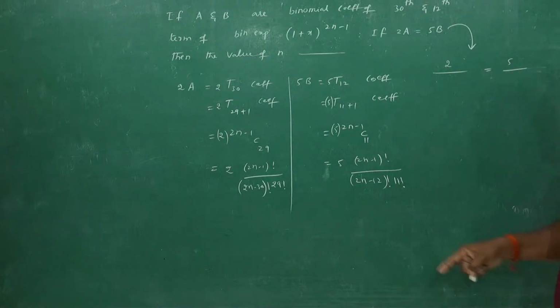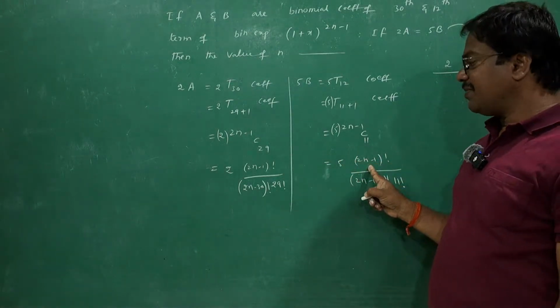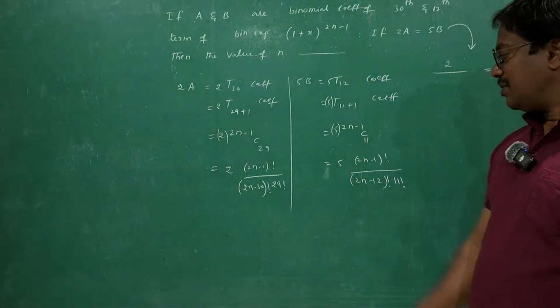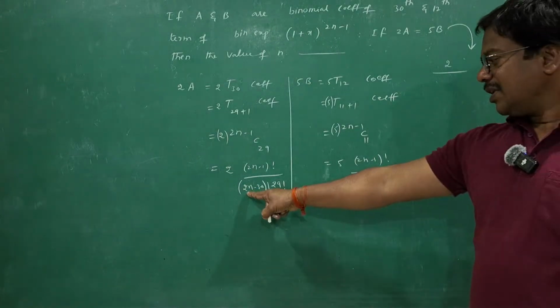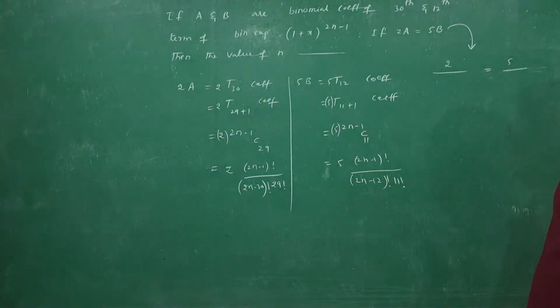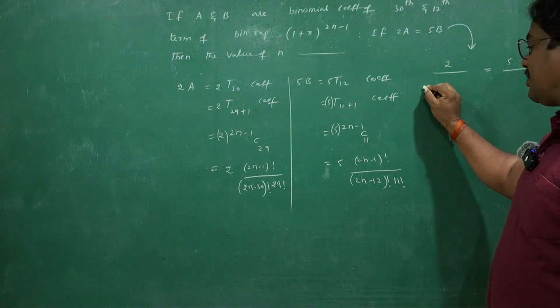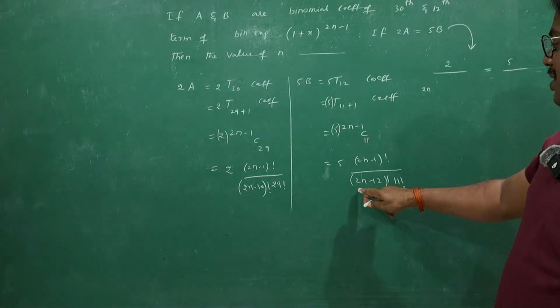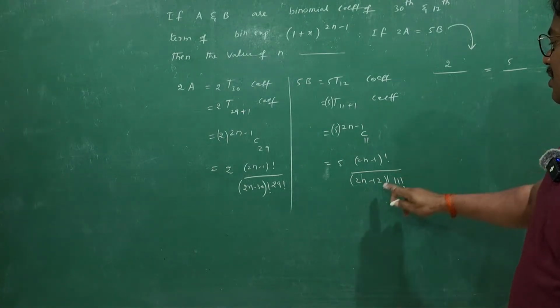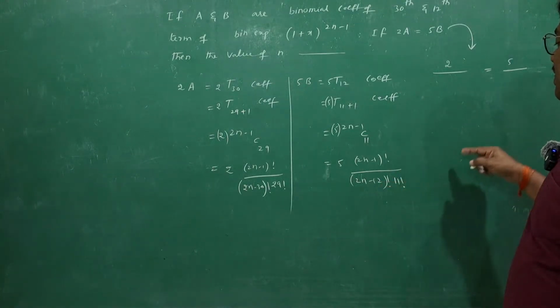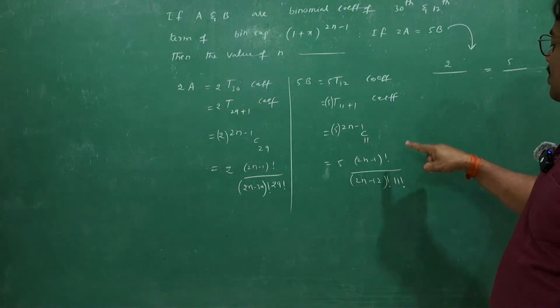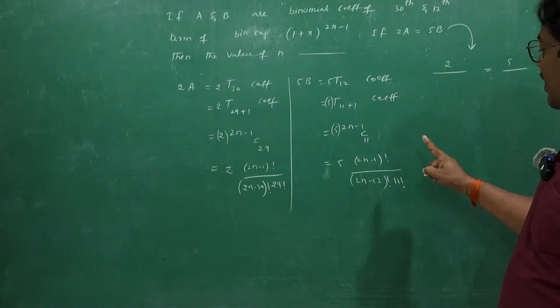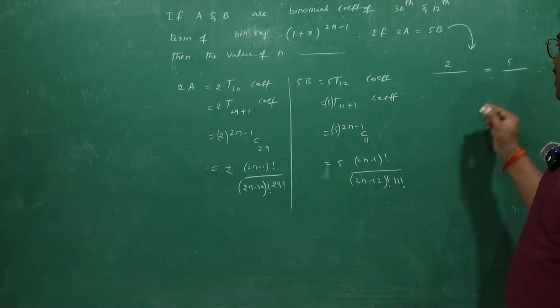Applying this, 2n minus 1 factorial gets cancelled. Now 2n minus 30 factorial you have, that can be written as, I am going to change 2n minus 12 factorial. 2n minus 12 factorial is written as 2n minus 12 into 2n minus 13, next 14 and so on, right?